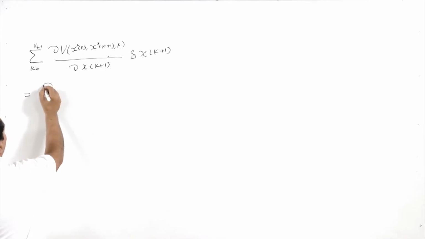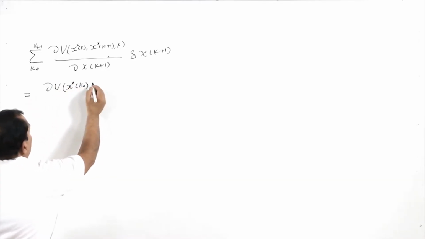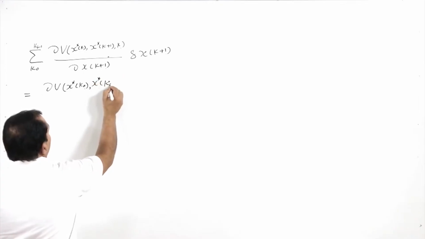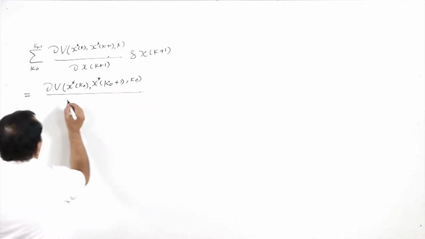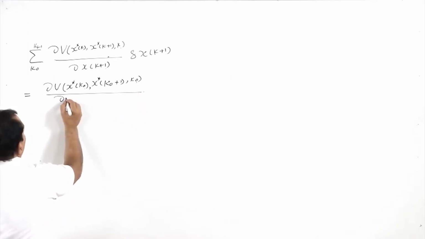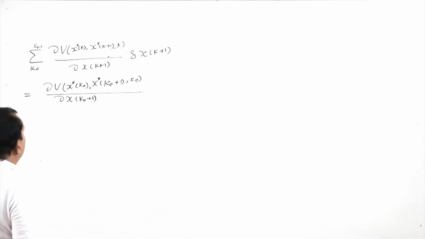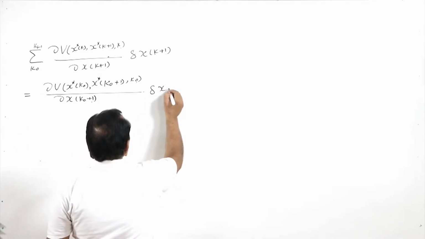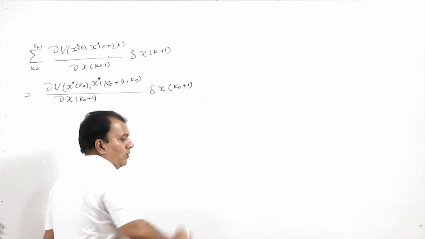So, my first term will be del v at k0, x star at k0 plus 1, k0 differentiated with respect to x of k0 plus 1, delta x of k0 plus 1.